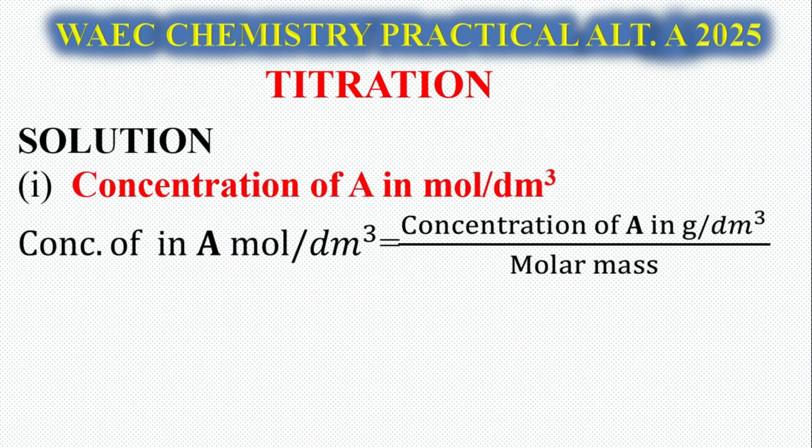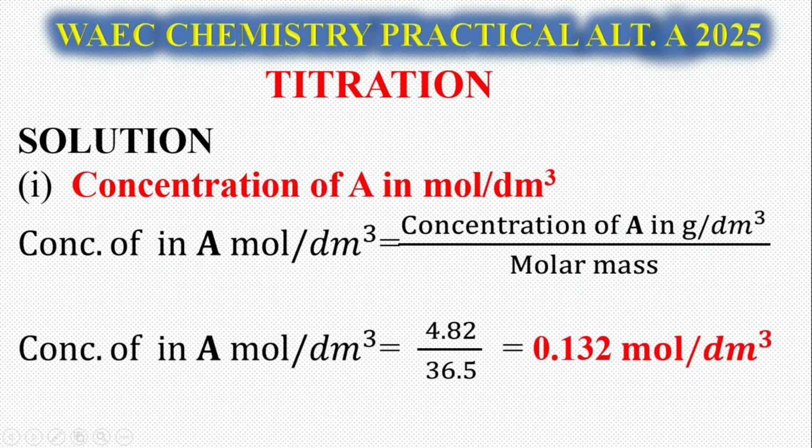Our solution: the concentration of A in mole per dm³ equals the concentration of A in gram per dm³ over molar mass. Our formula is this, and we're going to be using 4.82 divided by 36.5. So our final answer is 0.132 mole per dm³ of A. Remember, our molar mass has been given as 36.5, so we don't need to calculate it again.